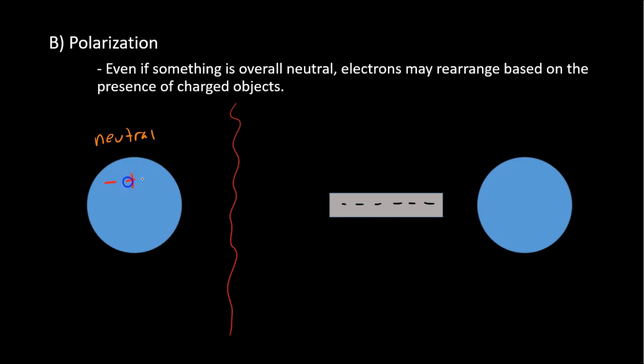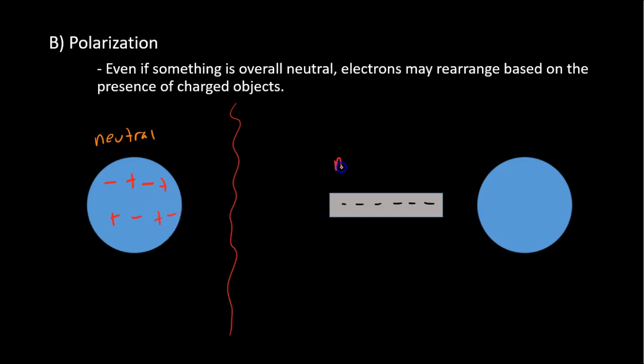But I could have this: plus, minus, minus, plus, plus, minus, plus, minus, plus, minus. Again, there's an equal number of pluses and minuses, so it's neutral. I'm not implying there's only 4 electrons or only 4 protons. There are trillions of each in any object. But the same number of pluses and minuses implies that it's neutral.